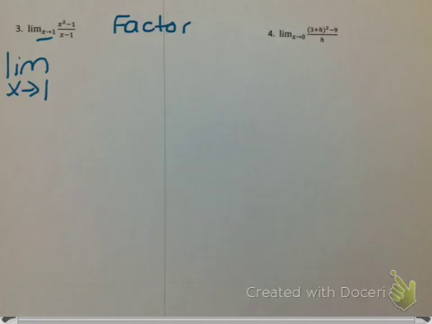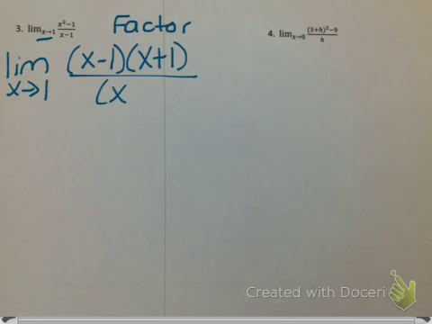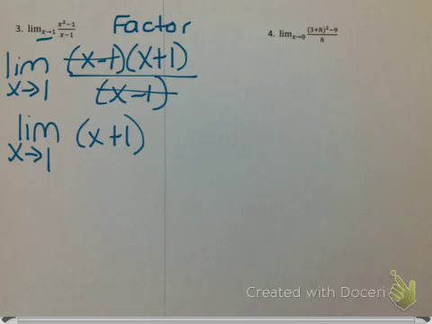So how do I simplify the function? I have the limit as x goes to 1. Factor: x minus 1 times x plus 1 over x minus 1. Look, that cancels. So now this just becomes the limit as x goes to 1 of x plus 1. Now I can plug 1 in. 1 plus 1 is what? 2. So my answer is 2.